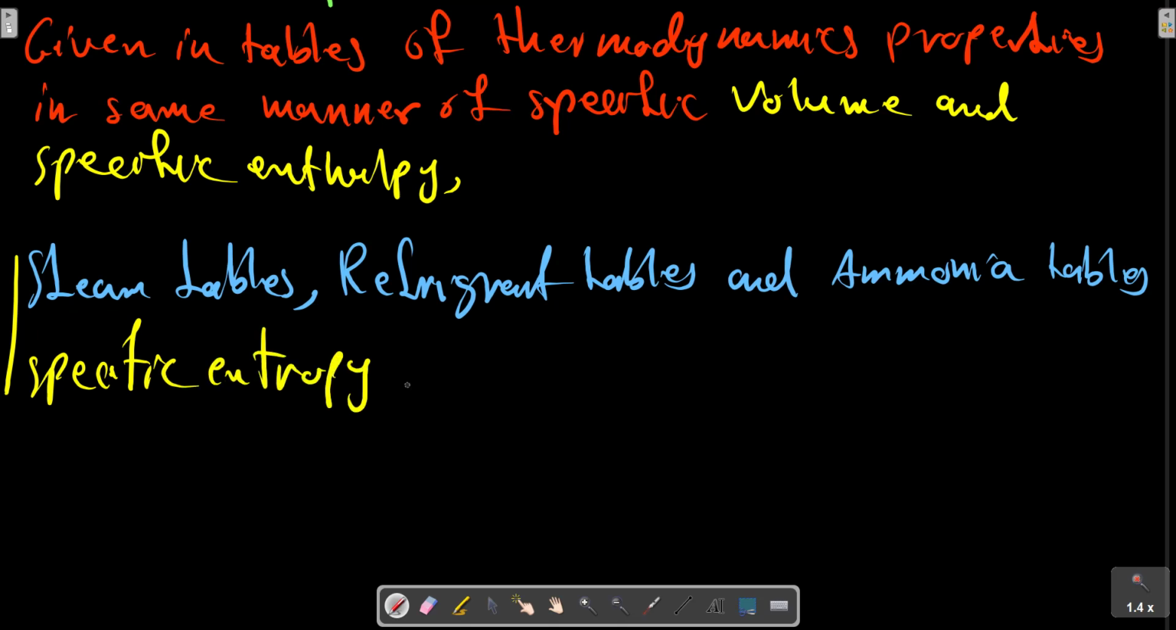The entropy unit is kilojoule per kilogram Kelvin, and the values are given relative to an arbitrary reference state.